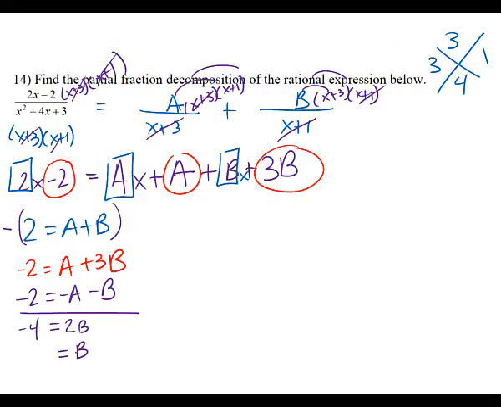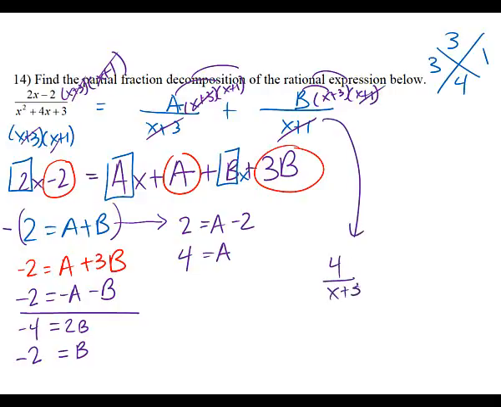All right, what do I end up getting? -2. And then to solve for a, I'd probably go into this first one here, the blue one. So 2 equals a minus 2. So a equals what? 4. So your final answer, remember, you go from this guy here, you have to rewrite it as 4 over x plus 3 plus -2 over x plus 1.